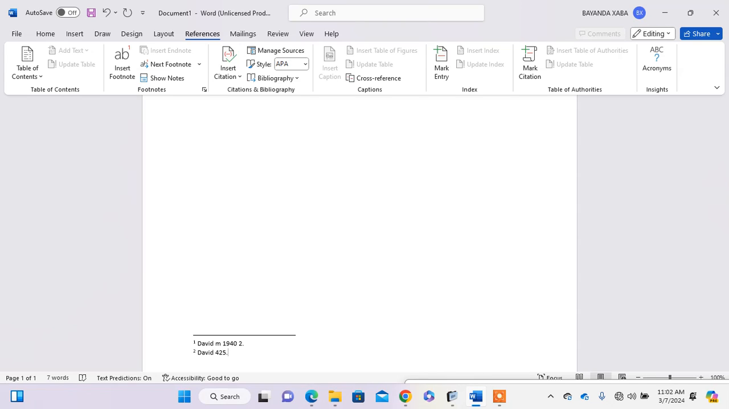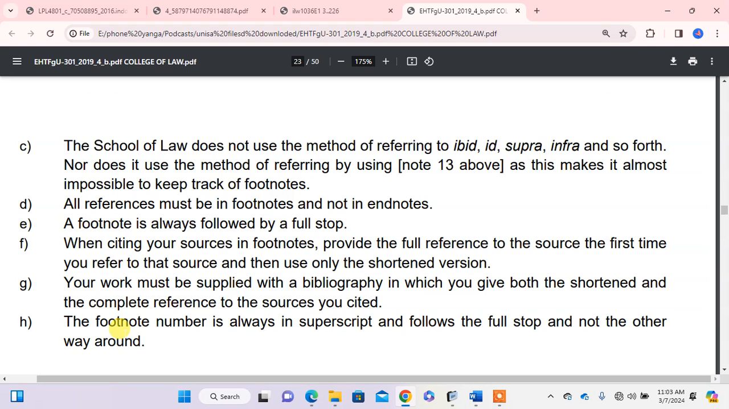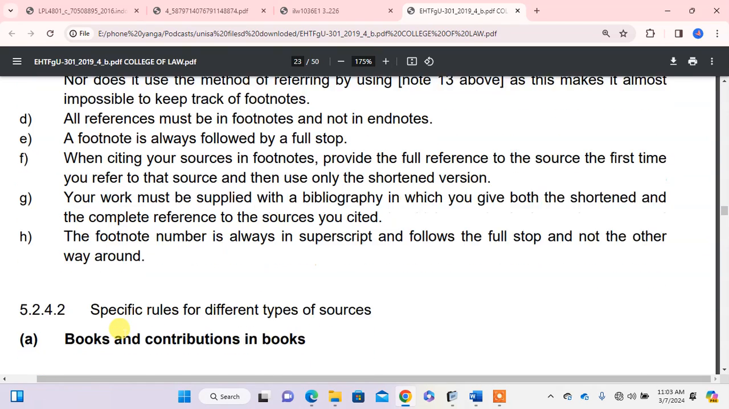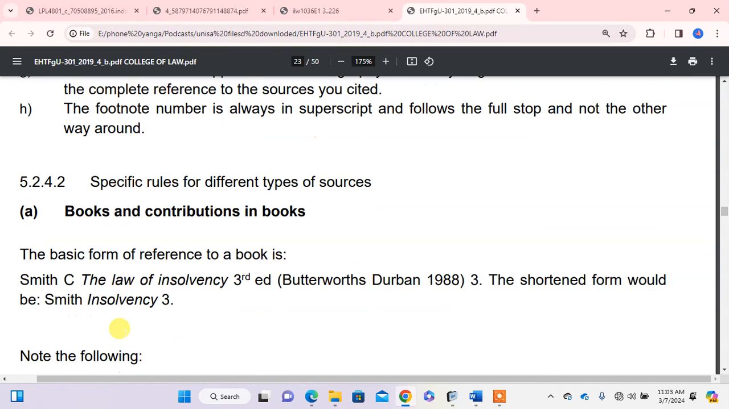The footnote number is always in superscript and follows the full stop and not the other way around. So this one we know. I'll show you if you do not know. So let's go to the specific rules for different types of sources.